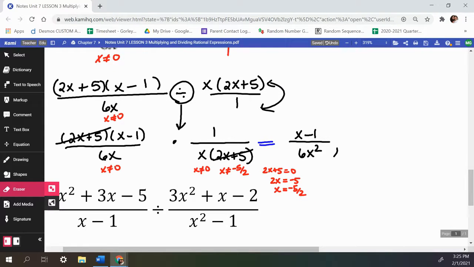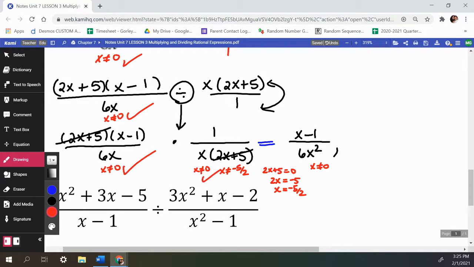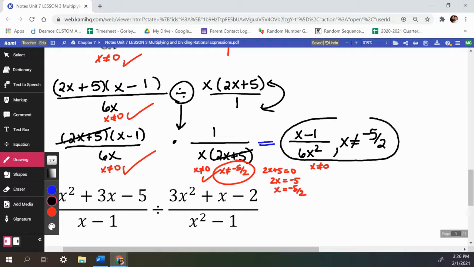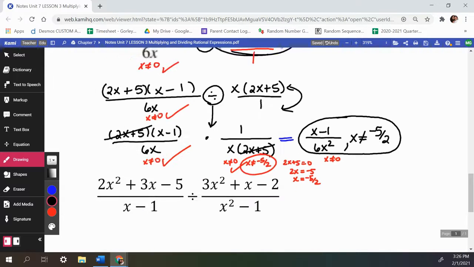So what do I see in my answer? In my answer, all I can see is that x can't be 0. So that's already a part of my answer's domain. Is there anything that I'm missing? Okay, got x equals 0. This -5/2 I have to write in as part of my answer because I cannot see that in my answer currently. Okay, there we go.